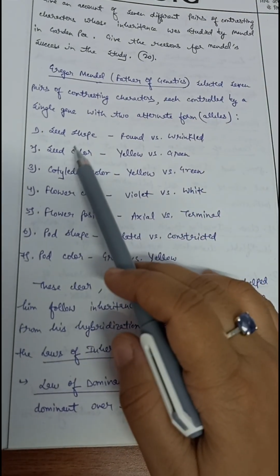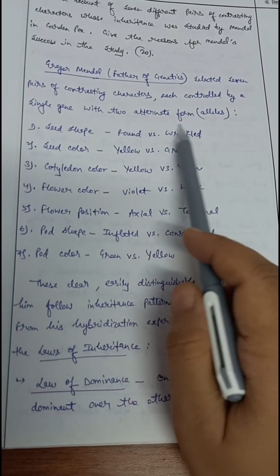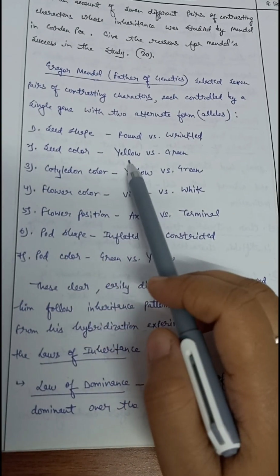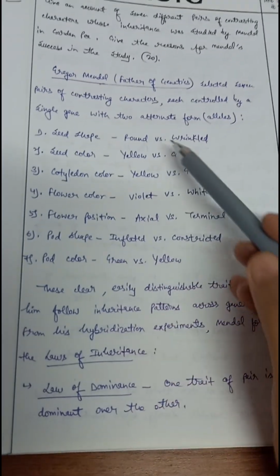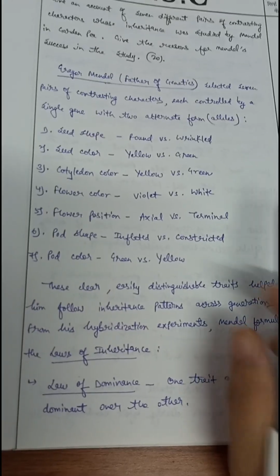For example, here the seed shape. In this, the round character is dominant over the wrinkled. Similarly, in the seed color, yellow is dominant over the green. So all these characters have a dominant and a non-dominant form.